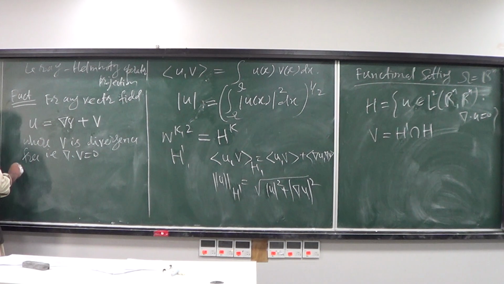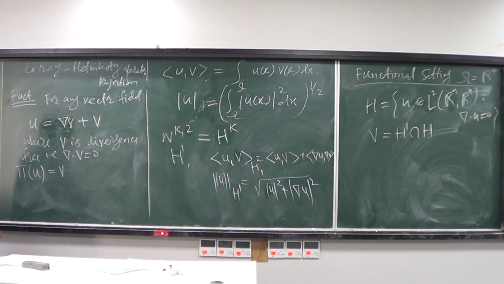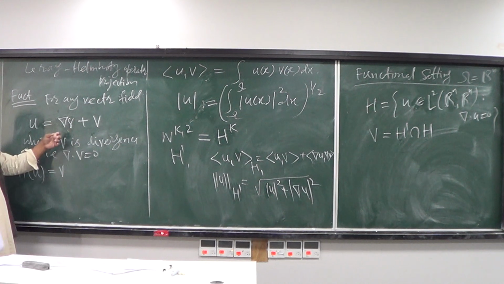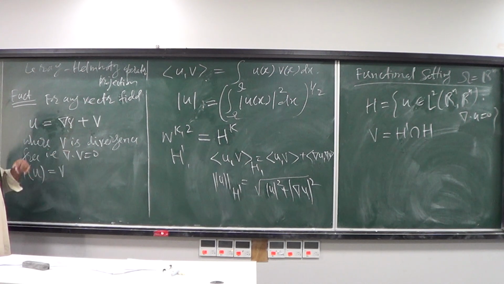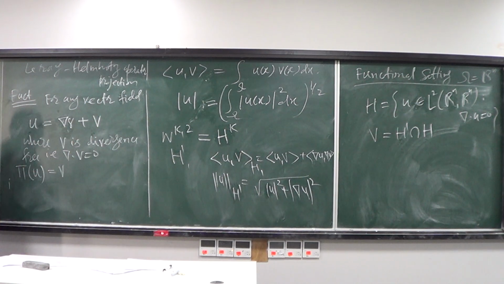So let me define a projection operator pi that swallows the vector field U and spits out its corresponding divergence free vector field. In other words, pi of the gradient of Q plus V is equal to V, where V is the divergence free vector field corresponding to U. This projection operator is called the Leray Helmholtz projection operator.